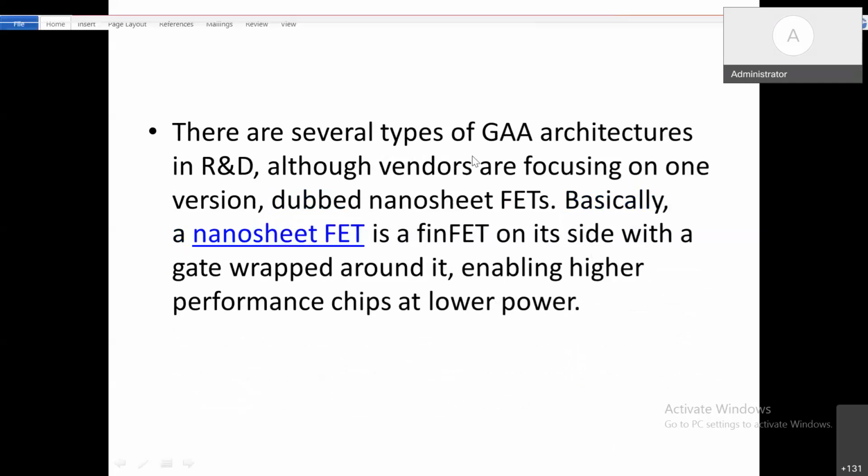There are several types of GAA architectures in R&D, but the vendors are focusing on the so-called nanosheet FETs. Basically, we can say that a nanosheet FET is a FinFET on its side with a gate wrapped around it. That is what we call a nanosheet FET. The advantage of the nanosheet FET is that it enables higher performance chips at lower power. I think for less than 1 nanometer or so, they are going for this type of technology.